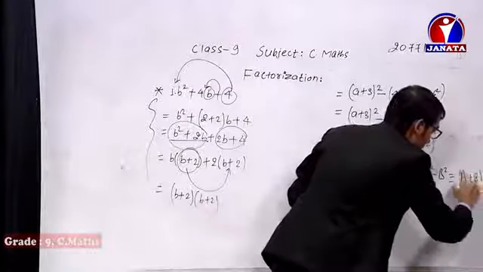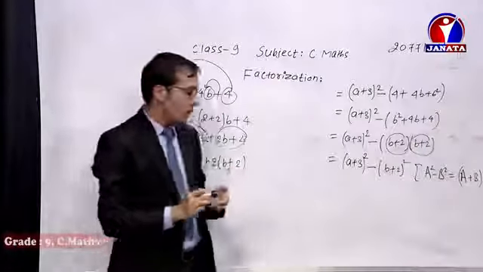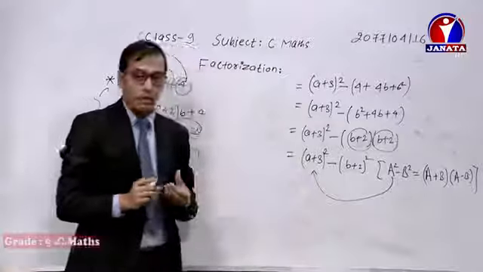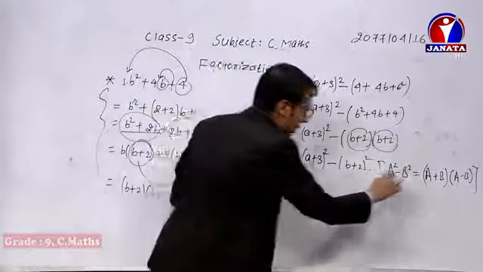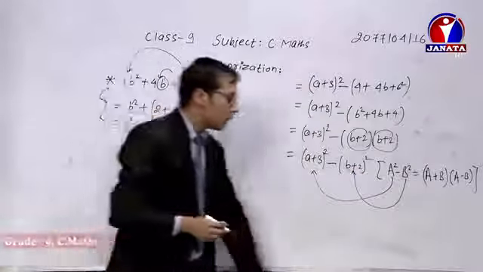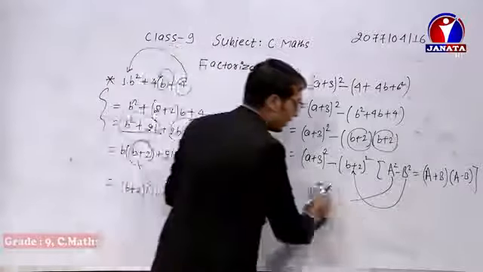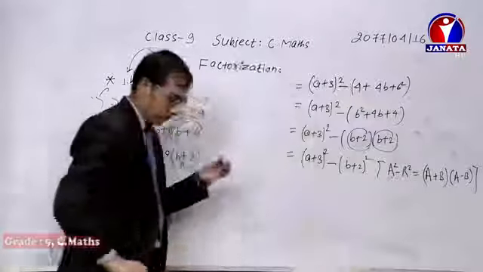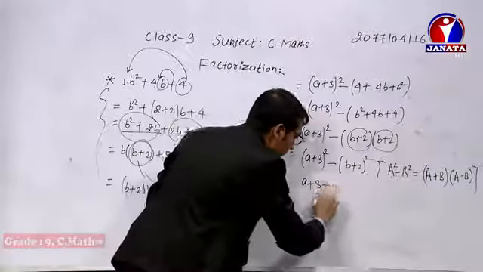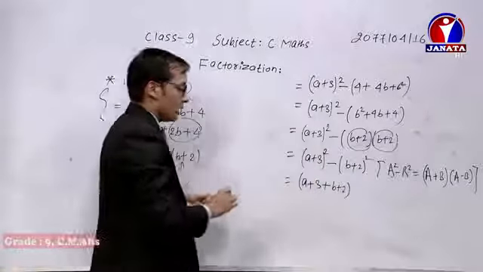Its factors are a plus b times a minus b. What is a? A is the first term here, a plus 3, the first term in the bracket, and what is b? B is b plus 2. Now let's convert into the factors, a plus b times a minus b, and then we will get the factors of the expression. A plus b is a plus 3 plus what is b? B plus 2. A plus b, b plus 2.